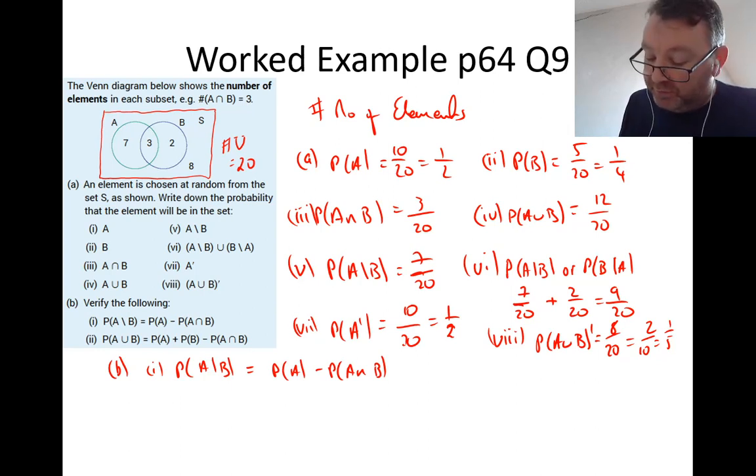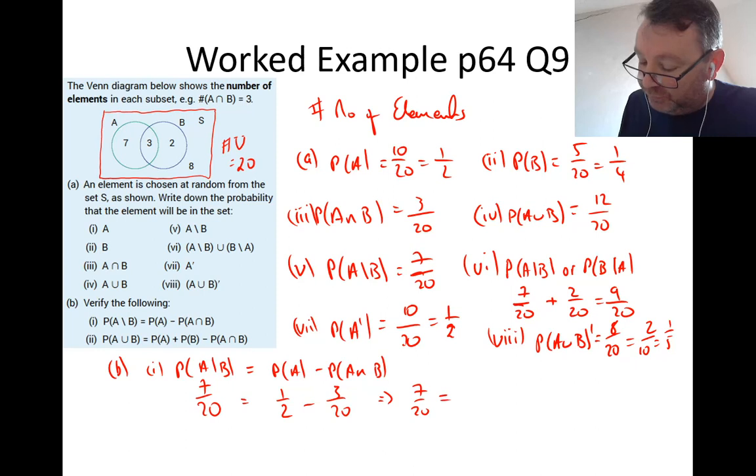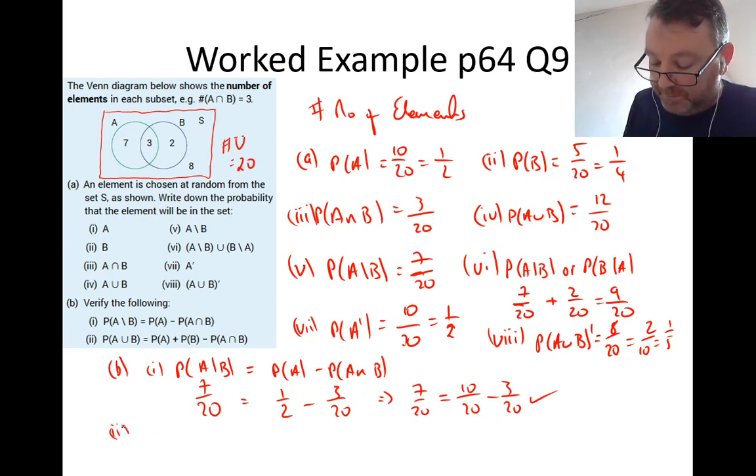We already know the probability of A not B is 7 over 20. We know the probability of A, just go back up here and use these, is a half, minus the probability of A intersection B, which is here, which is 3 over 20. What's that going to give me? Well, 7 over 20 should be equal to, isn't that 10 over 20, minus 3 over 20, nobody can argue with that. So I verified it.